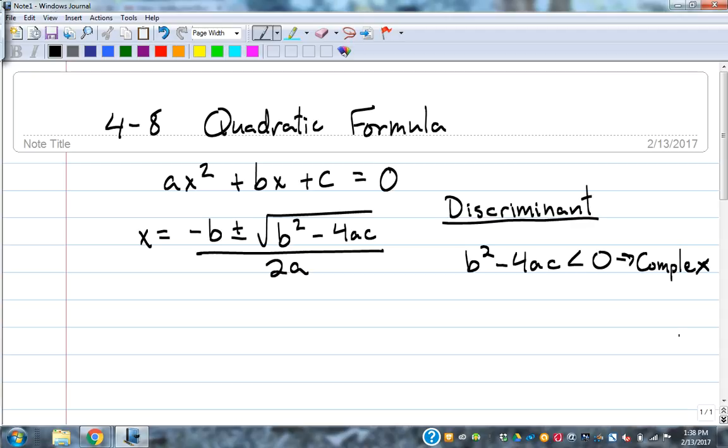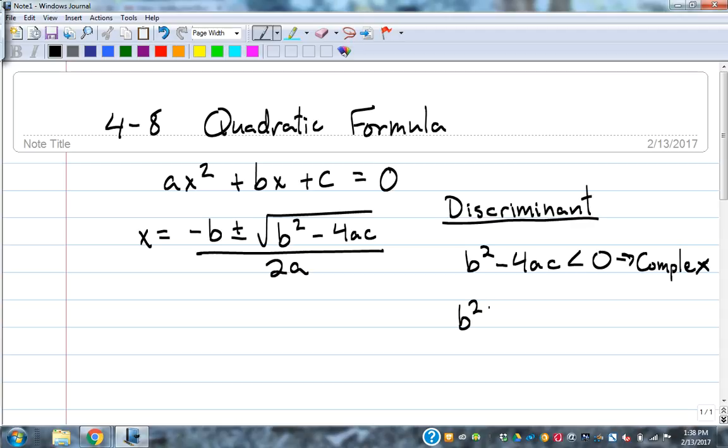What kind of answers does that mean? Complex. What's it got in it? I did a whole section on it. Complex numbers. What do they have in them? The i. Coming from a square root of what kind of number? Negative. Discriminant less than 0. That's a negative number. If the number underneath the radical ends up being negative, we're going to have complex solutions. 2 of them. Complex solutions.